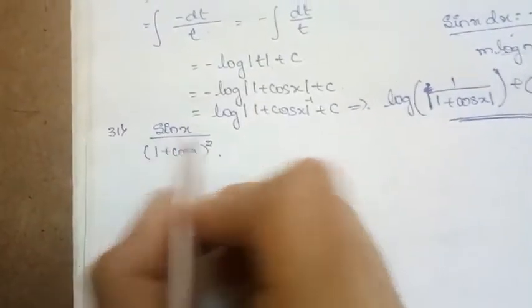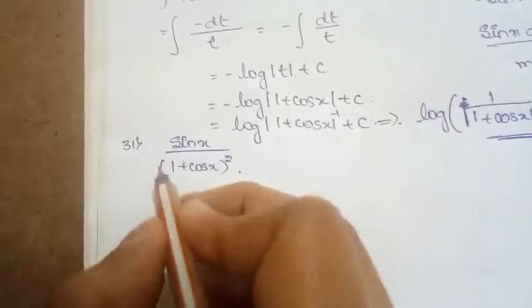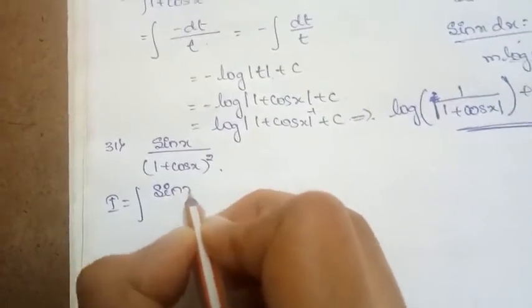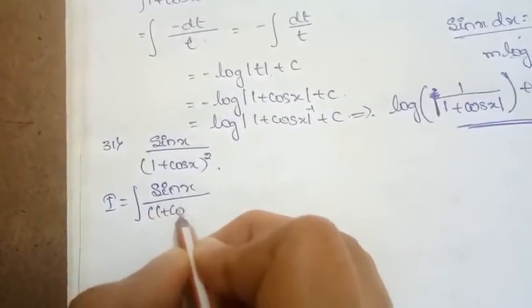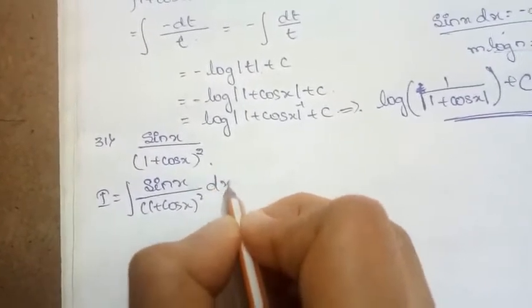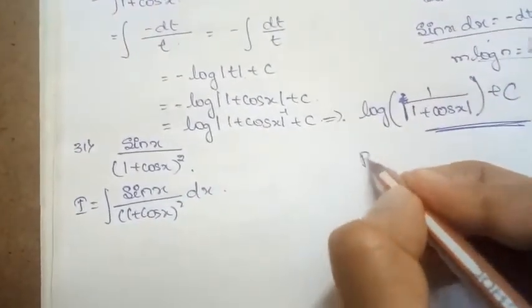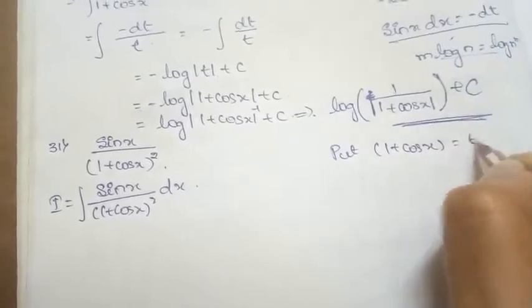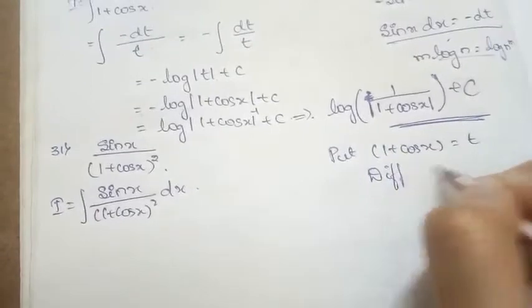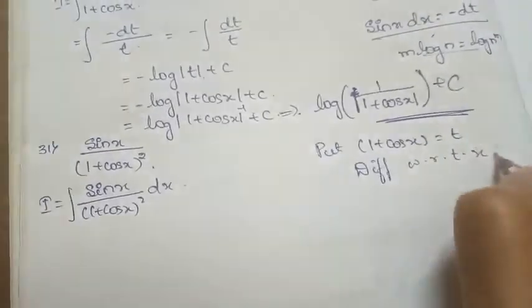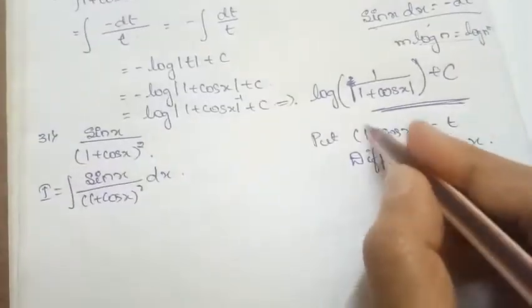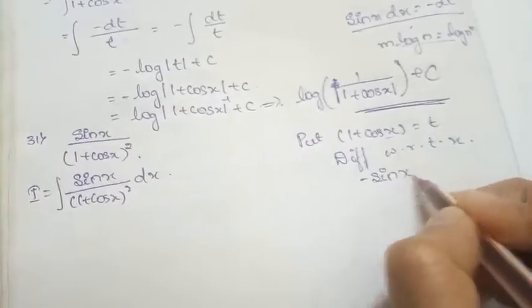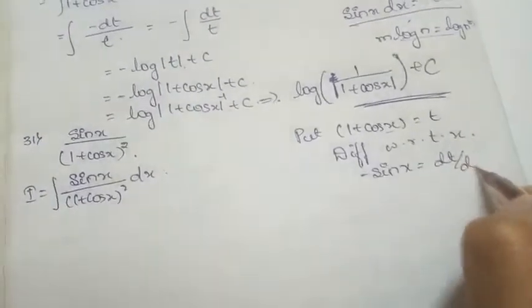The next is sin x divided by 1 plus cos square x. First I take that as equal to I, that is the integral of sin x divided by 1 plus cos x, whole square, dx. Then going with the substitution, I will put again 1 plus cos x as equal to t. Then I differentiate that with respect to x. Differentiation of 1 is 0, differentiation of cos is minus sin x, and differentiation of t with respect to x is dt by dx.